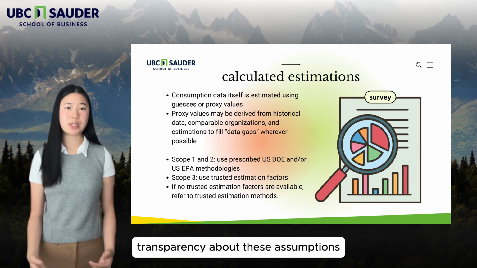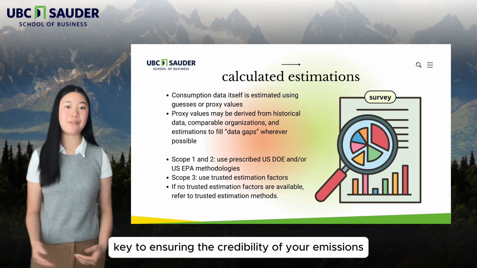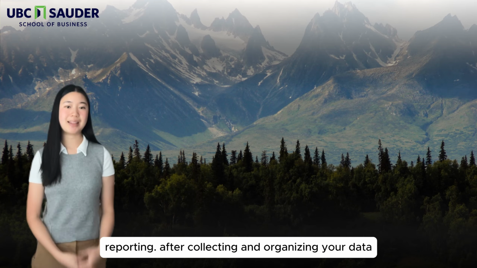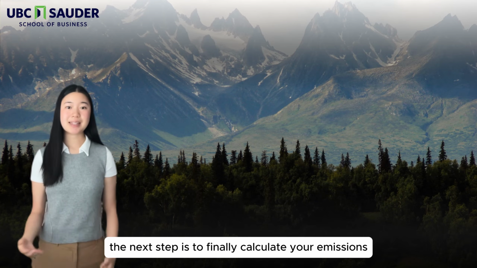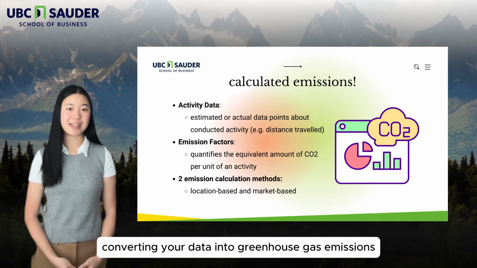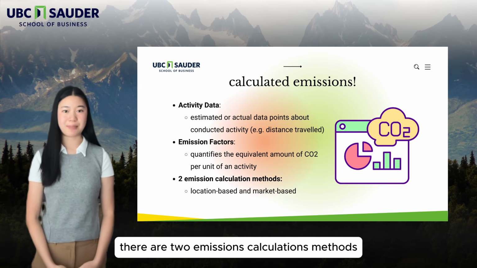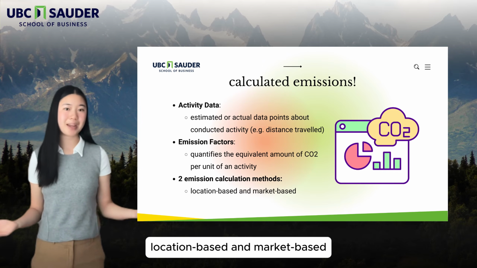Transparency about these assumptions and methods behind these estimates is key to ensuring the credibility of your emissions reporting. After collecting and organizing your data, the next step is to finally calculate your emissions. This involves converting your data into greenhouse gas emissions using appropriate emissions factors. There are two emissions calculation methods, location-based and market-based.